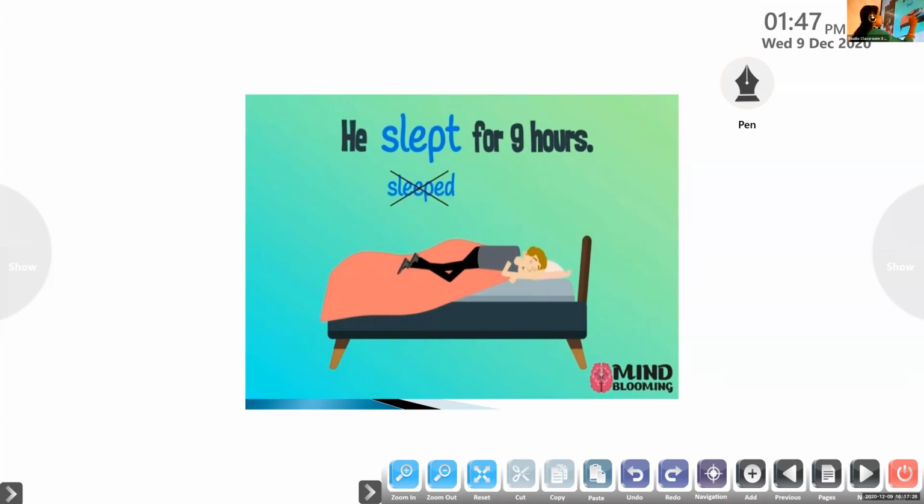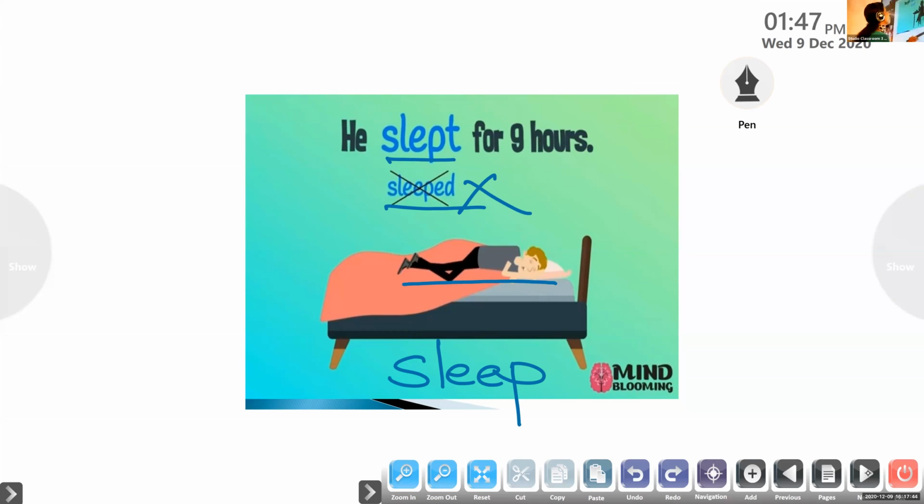You can see this action here, this is sleep. What is the past tense of sleep? Can we write sleeped? No, it's wrong. So the form completely changes here. That's what I told you. We have to learn the table well. The past tense of sleep is slept. S-L-E-P-T. Slept. Okay.